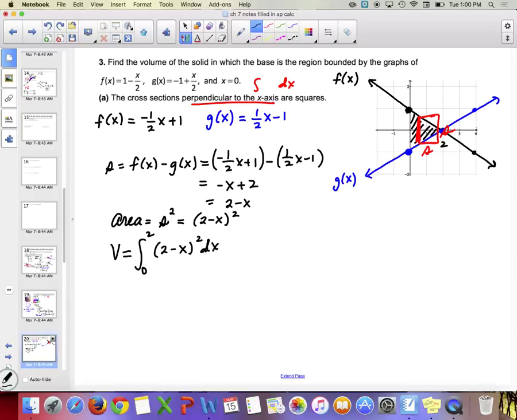And you can FOIL it out, and you could easily do this by hand or with a u substitution if you didn't want to FOIL. Gain a negative though, don't forget that. So this answer is going to be 8/3.